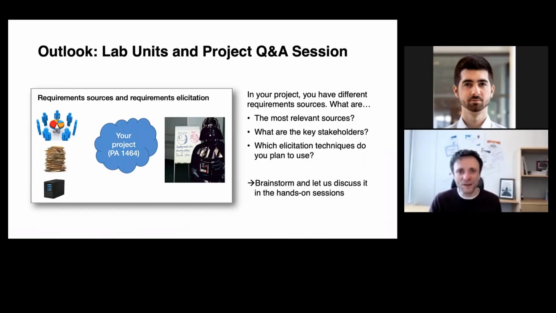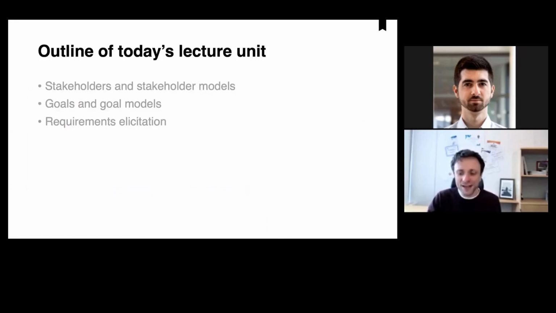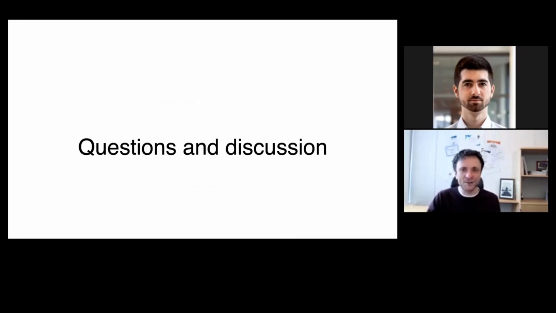Now, just to conclude with a small outlook, what I would like you to do is put some thoughts into the most relevant sources that might be considered for your project, what the key stakeholders are, and focus on the key stakeholders, not on all of them, of course, and how you would like to approach them to elicit the requirements. So brainstorm, put some thoughts into it, let it sink in, and bring the ideas to the project Q&A sessions. With this, I would like to conclude today's lecture, and it's time for questions and discussion.